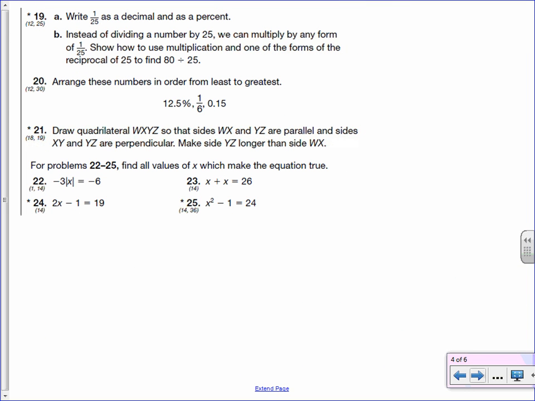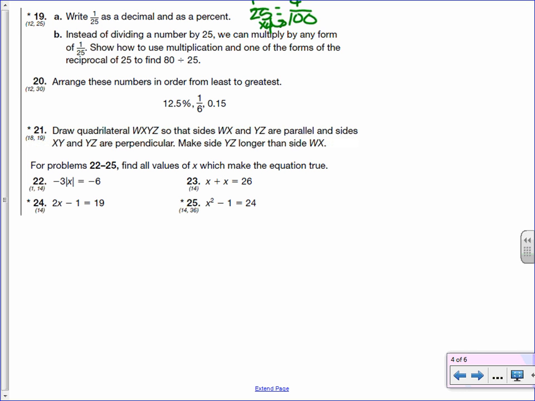Write 1/25 as a decimal and as a percent. So 1/25, the easiest way to do that one as a decimal is to make it over 100 instead. So 1/25 as something over 100. To go from 25 to 100, I multiply by 4. So 1 times 4 is 4. So I have 4 hundredths.